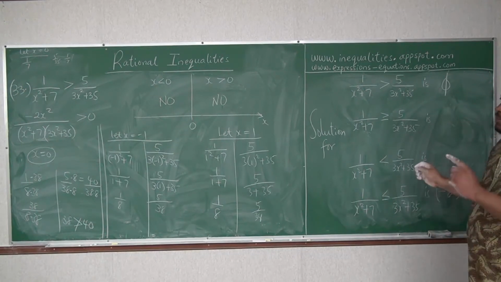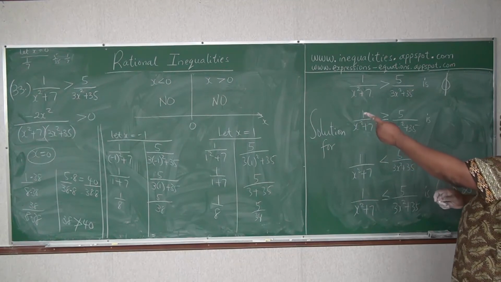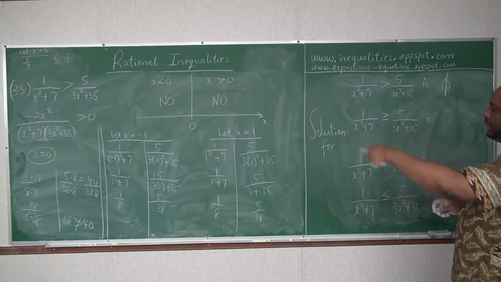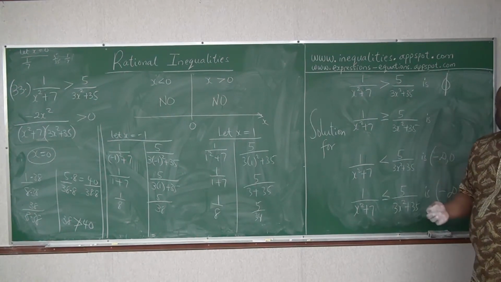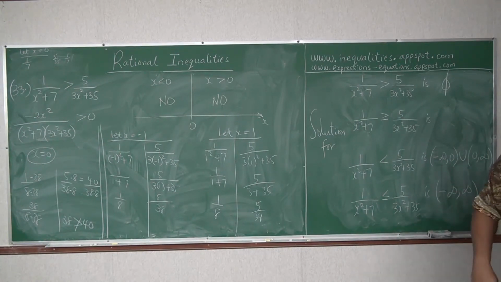Now less than, as you can see here, we tested it with something less than 0, something greater than 0. We found that it was less than it. So with less than, it will be from negative infinity to 0. It will not include 0. Union 0 to infinity. That is for less than. For less than or equal to, everything will work. Everything, including 0.